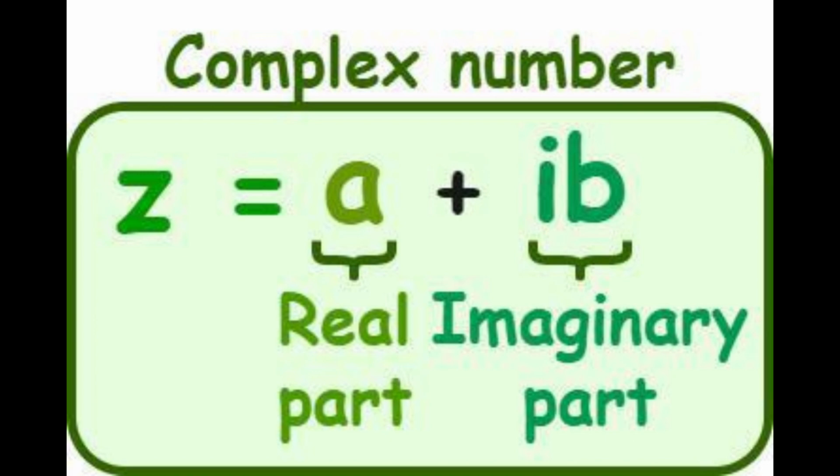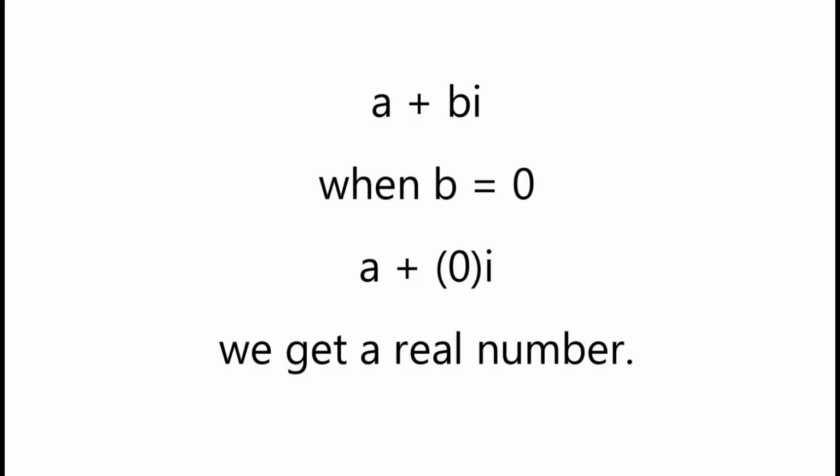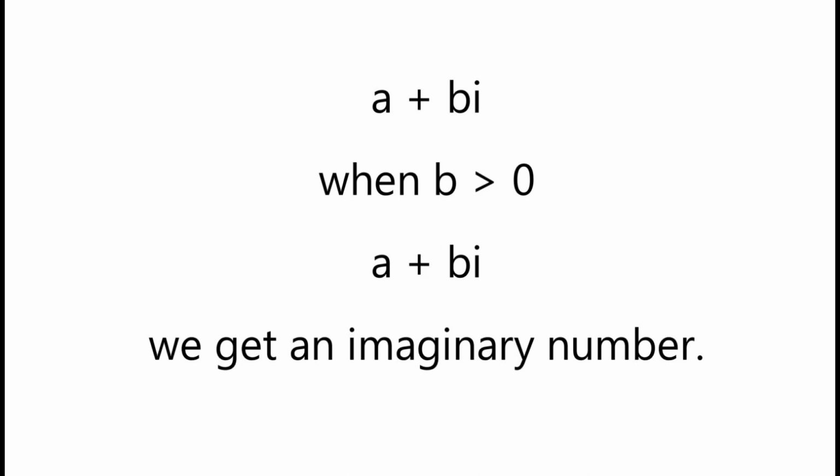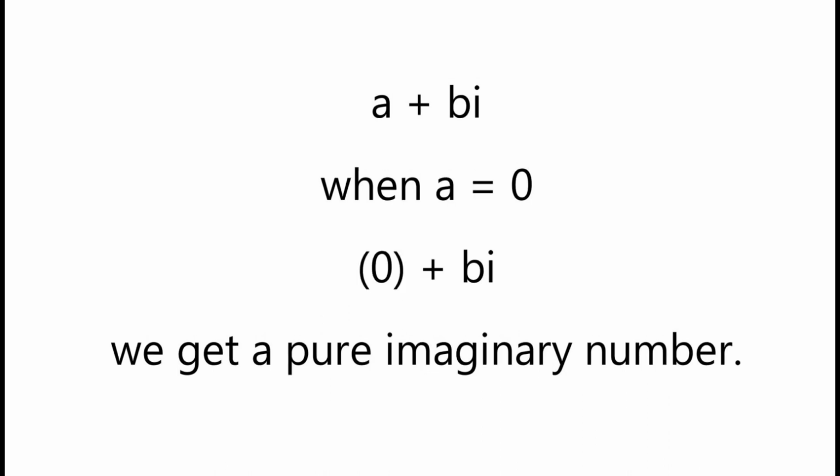In this equation, if b is equal to 0, then a will remain by itself, and that is equal to a real number. We are accustomed to those scenarios. If b is not equal to 0, however, then the complex number that you have is called an imaginary number. And the final type, if a is equal to 0, that means only b iota will remain, and b iota by itself will give you a pure imaginary number.